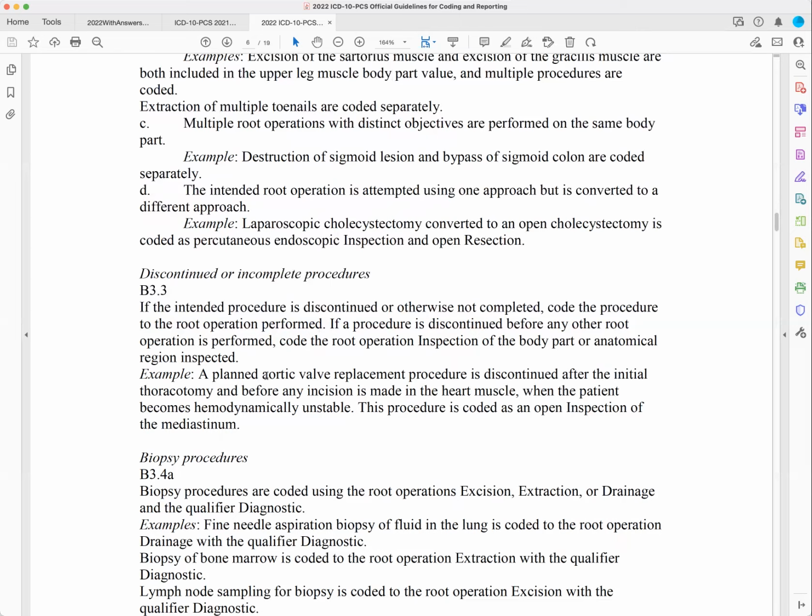Example, a planned aortic valve replacement is discontinued after initial thoracotomy and before any incision is made into the heart muscle. So basically they opened the chest up, but they didn't get any further than that. The patient became unstable and they had to discontinue the procedure. So that's going to be an open inspection of the mediastinum because they did cut them open. So that's why it's an open inspection.